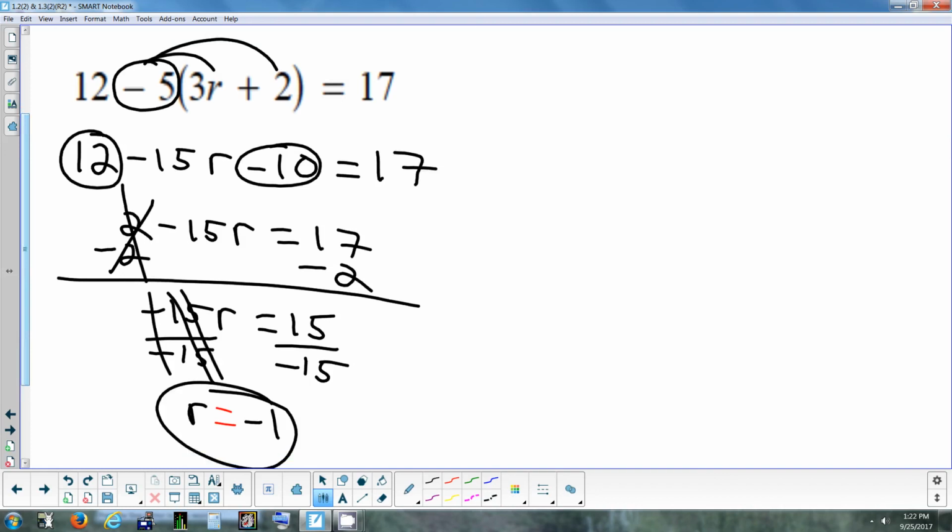Are we doing all of these? I think we have 3 more examples. One's a word problem, and then 2 more.